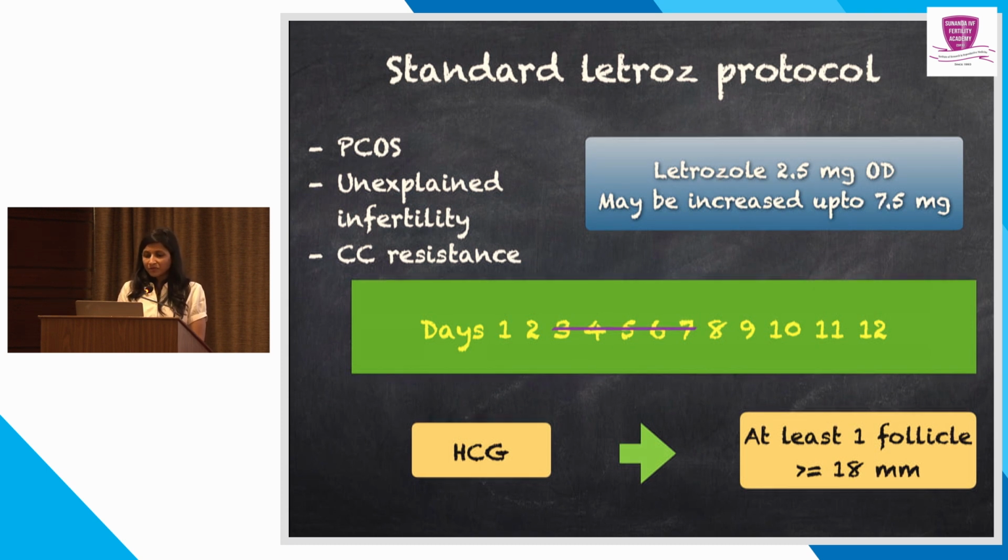and clomiphene-resistant cases, where we see on day 10 of the cycle, if the follicle is beyond 18-19 millimeter, then we give HCG trigger. Now whether to give trigger for letrozole: 95% of the letrozole ovulation induction cycles are self-ovulatory. So it's not mandatory that every letrozole cycle has to be triggered with HCG.